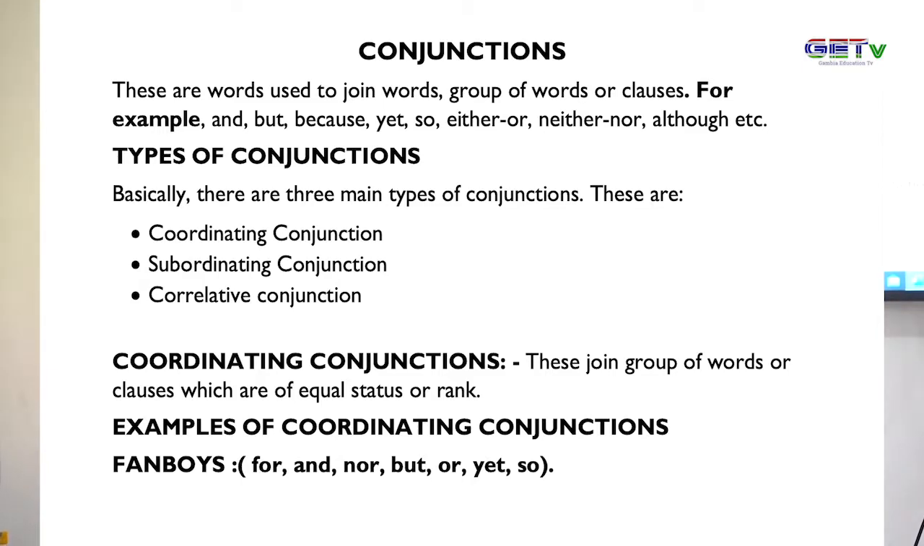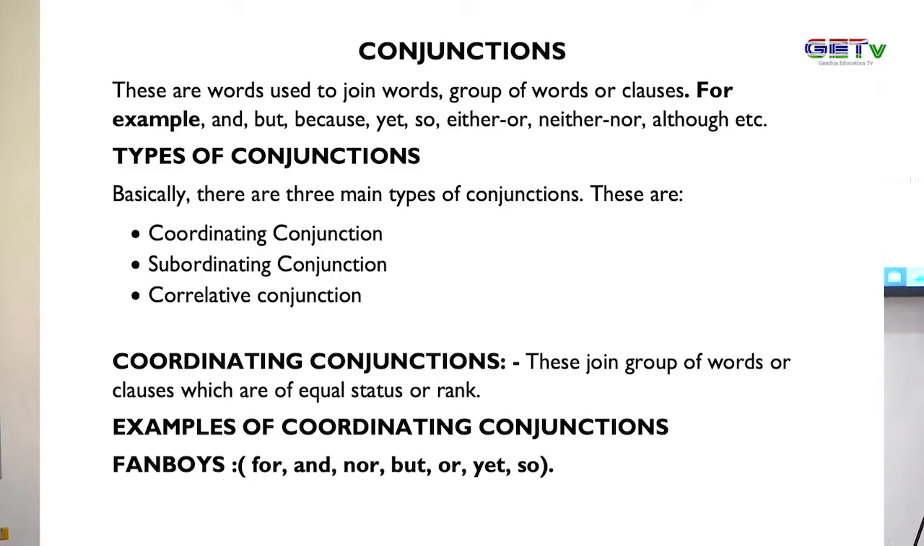Now, when you look at conjunctions, these are words used to join words, groups of words, or clauses. For example: and, but, because, yet, so, either, or, neither, nor, although, etc. So when you say conjunctions, they are joining words. They join words, they join phrases, they join clauses, etc. So that's what they do. Already I went through some examples that we have.